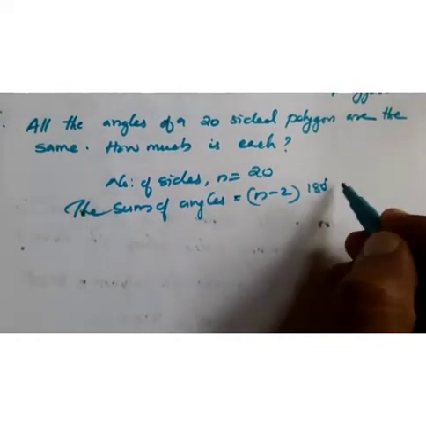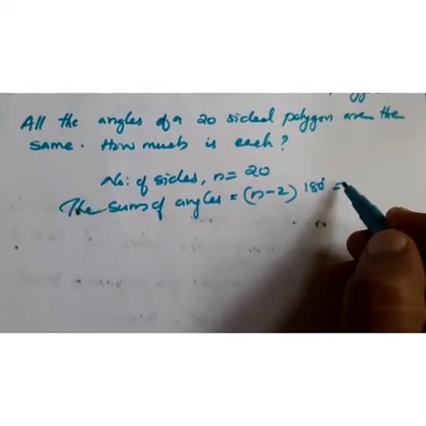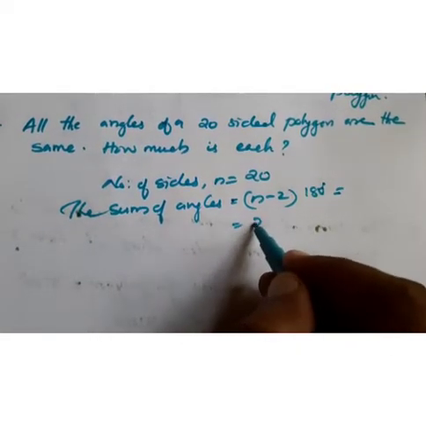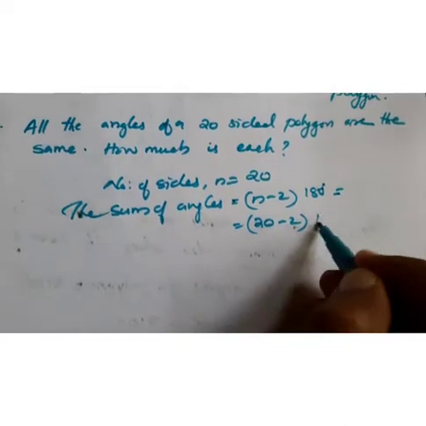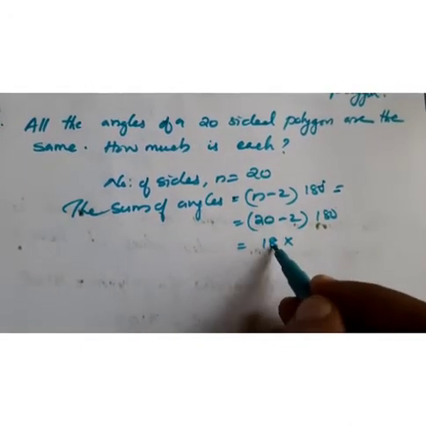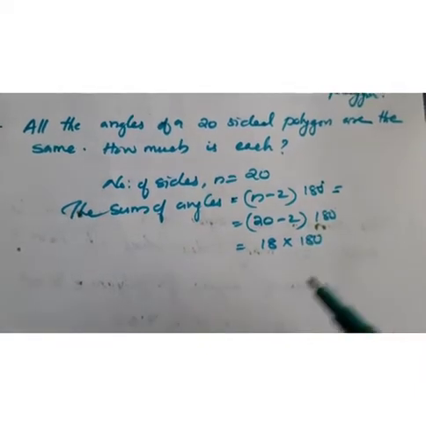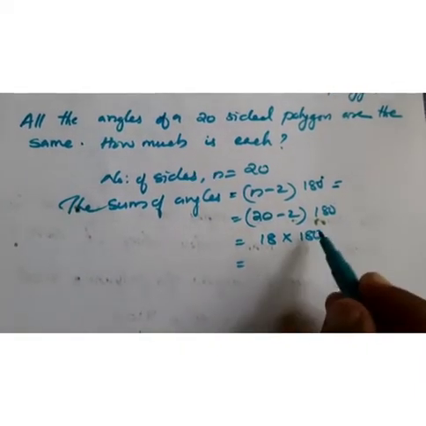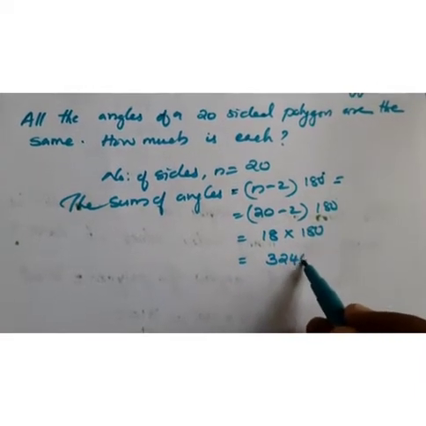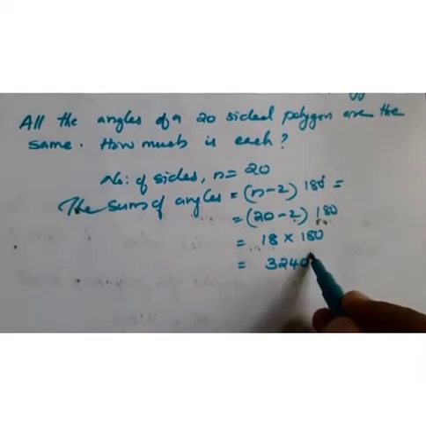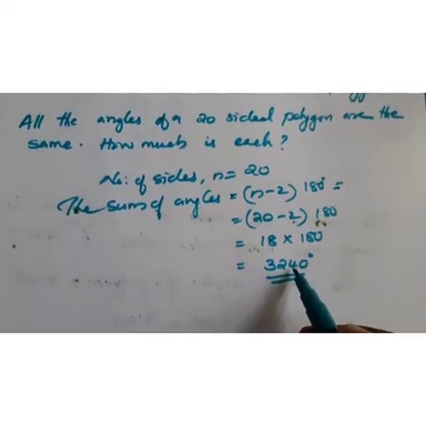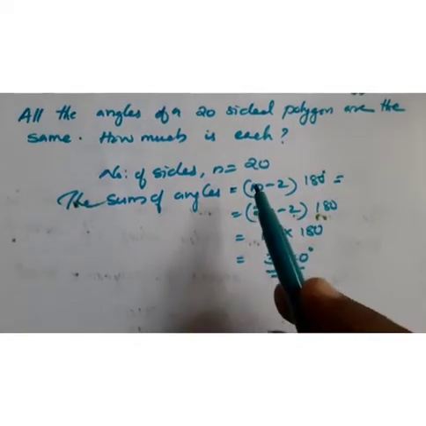And that answer is given how much? That you don't know, but n is given. So (20 minus 2) into 180. 20 minus 2 is 18. 18 into 180, that you multiply. 18 times 18 is 324. Then add a 0. So we are getting the sum of angles as 3240.